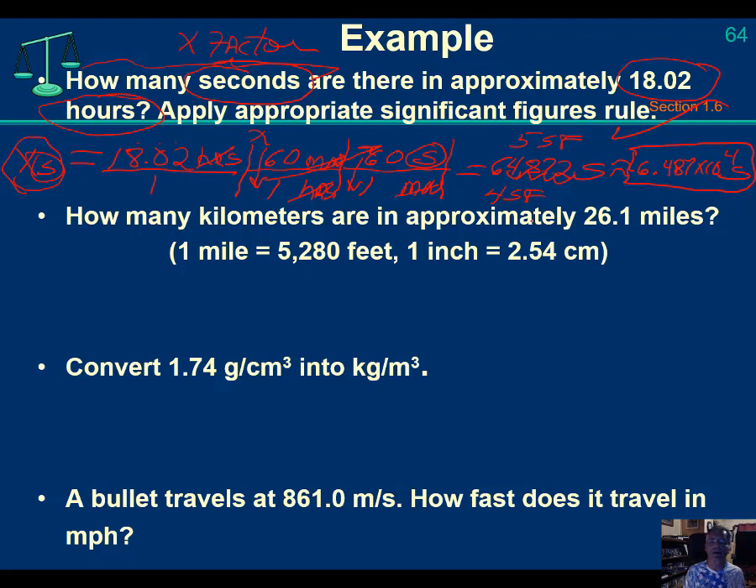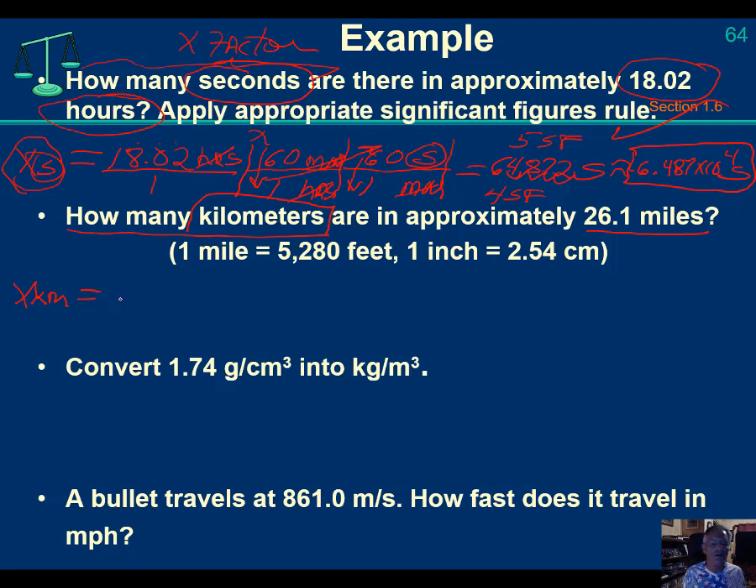How many kilometers are there in approximately 26.1 miles? So the how many is my X factor, and that's going to be kilometers. So my X factor in this particular case is kilometers. Now, I'm given 26.1 miles. I've got to get out of the miles system and into the metric system. And whenever you're required to do that, you'll get a few clues that will help you out. So here we go. We're going to kilometers.